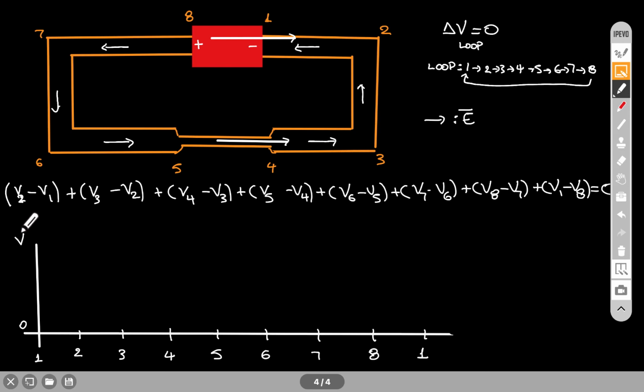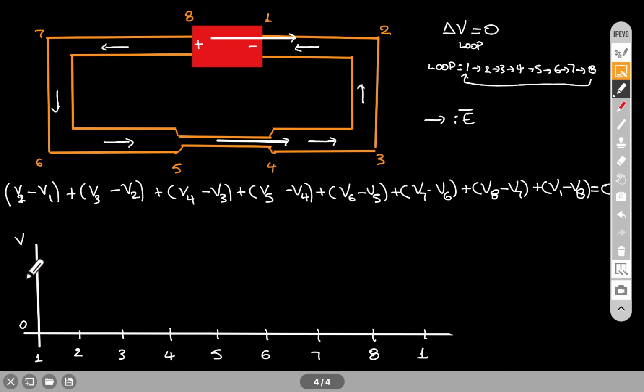Now, I do want to mention, when you measure potential, you're actually measuring potential difference. You're always measuring potential difference. There is no way you can ever measure the potential just at a single point. It is always a potential difference.